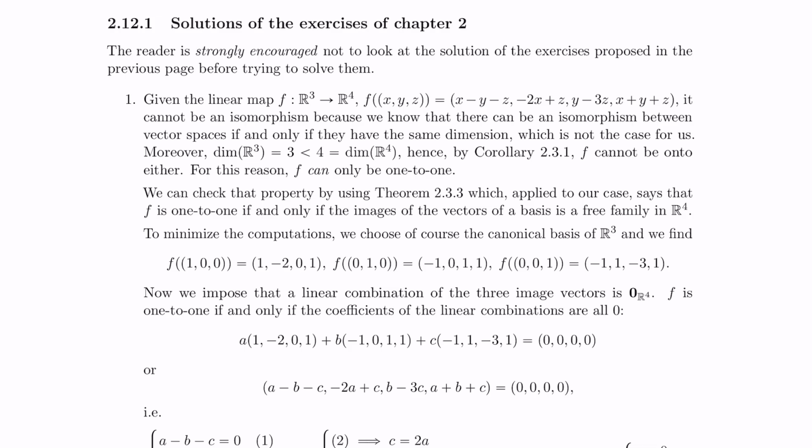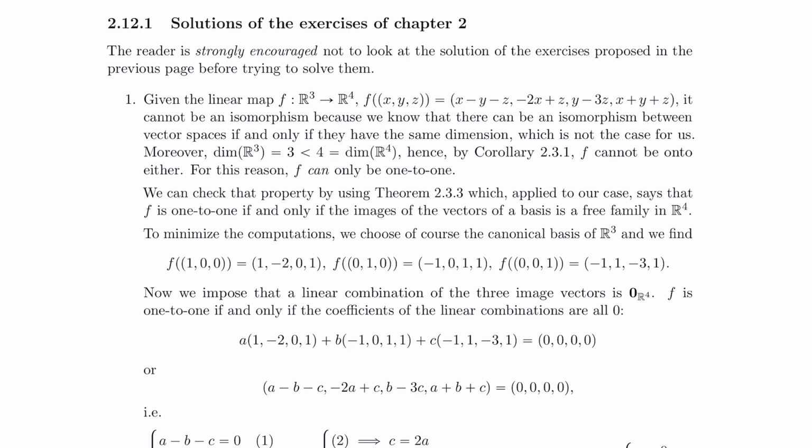To check if our linear map is 1-to-1, we can use this theorem here, which says that f is 1-to-1 if and only if the images of the vectors of a basis of R3 is a free family in R4. Notice that this theorem doesn't specify the basis that you have to choose. In fact, you can choose whatever basis of R3 that you wish. However, if you want to minimize the computations, as we have seen many times, you choose the canonical basis of R3. This is the wise choice to perform.